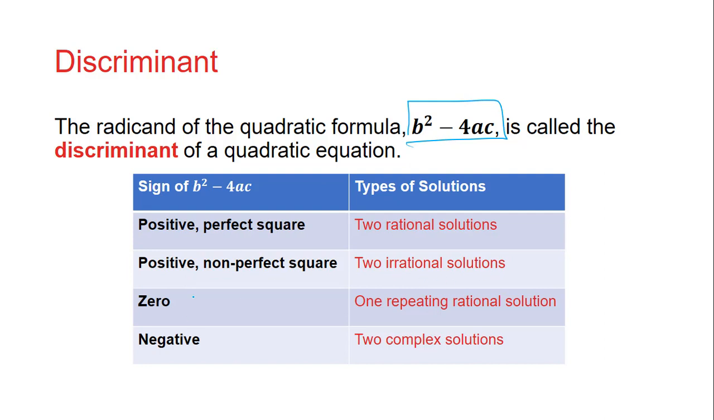If it happens to be 0, well, remember there we would have minus b plus or minus the square root of 0 over 2a, but plus or minus 0 is just one value, right? So we would just have one repeating rational solution. And then if it's negative, we're going to have 2 complex or 2 imaginary solutions.